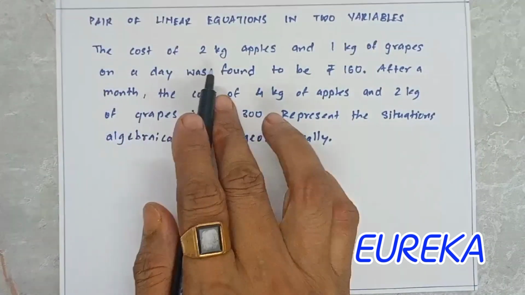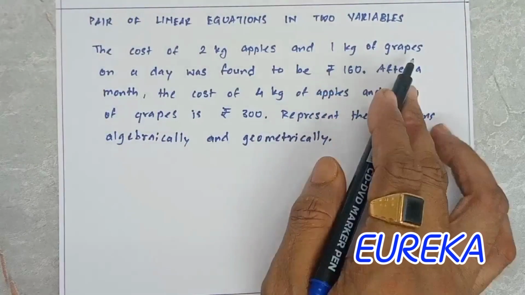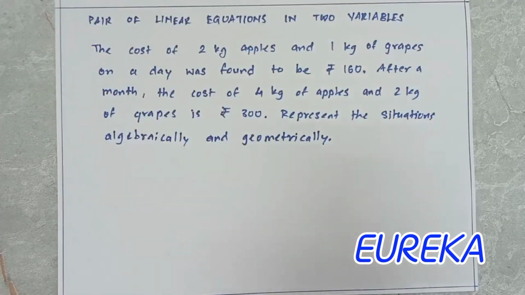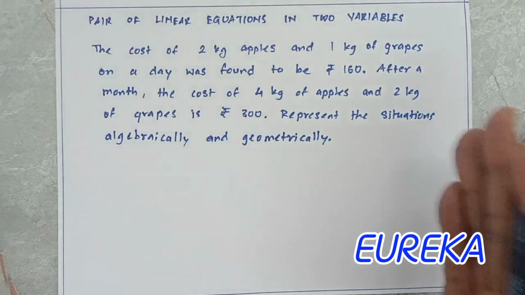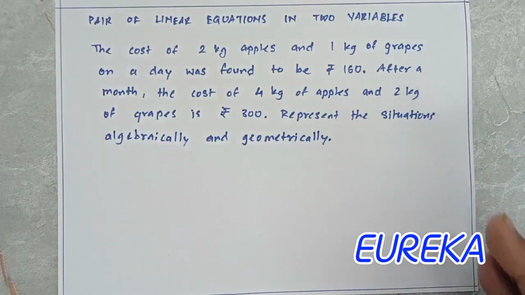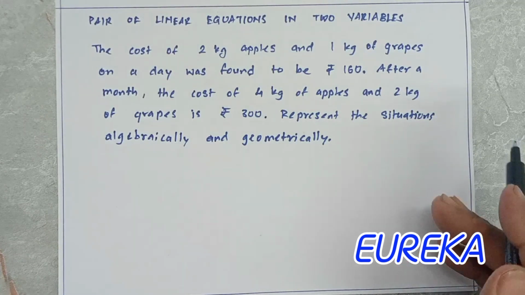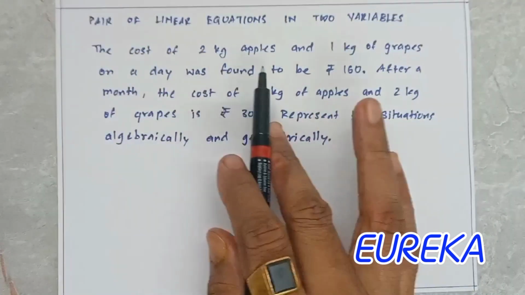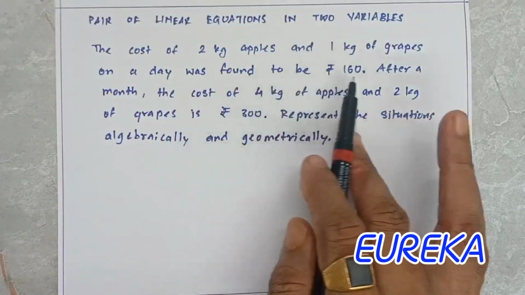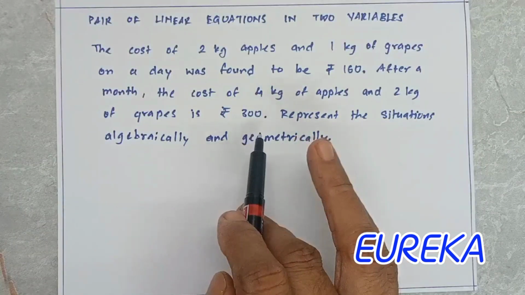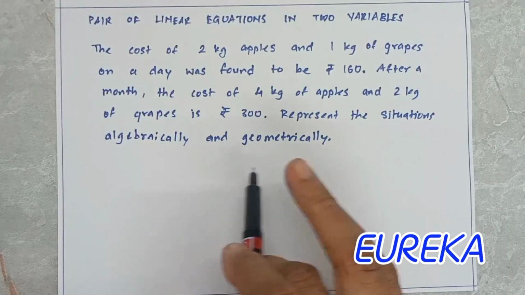The cost of 2 kg of apples and 1 kg of grapes on a day was found to be rupees 160. This type of example gives you an insight into why mathematics is so important. This is a real life situation. When you go to the market, on some day you get apples at one rate, and after a month or a week you get them at another rate. So this is an application based question. After a month, the cost of 4 kg of apples and 2 kg of grapes is rupees 300. Represent the situations algebraically and geometrically.